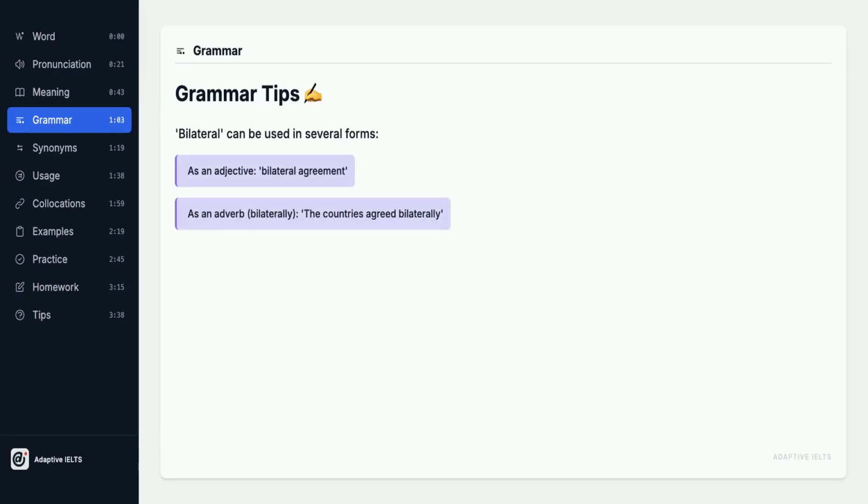Bilateral can be used in several forms. As an adjective, bilateral agreement. As an adverb, bilaterally, the countries agreed bilaterally. The noun form, less common, bilaterality. The prefix bi indicates two, which is key to its meaning.